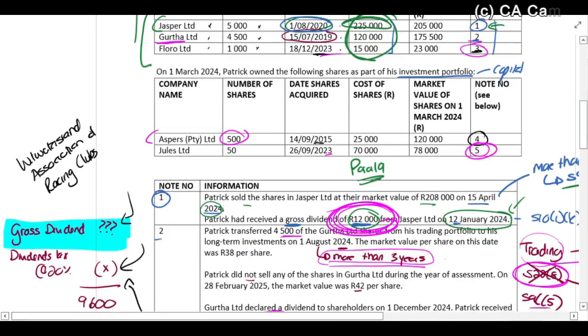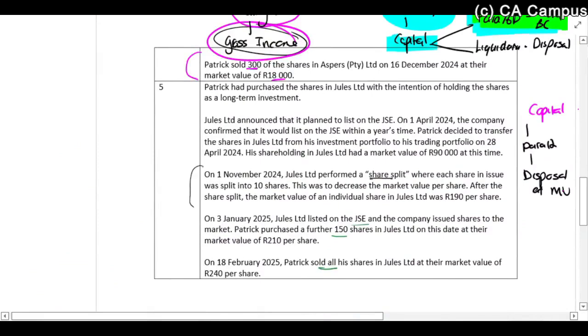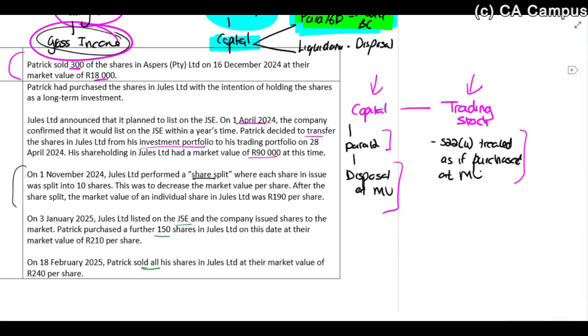And then we have Jules. Okay, so Jules, a number of things happened. So with Jules, the first thing is, on the 1st of April, they decide to transfer the shares from the investment portfolio to trading stock. They had a market value of 90,000. So remember, if you take capital and it becomes trading stock, paragraph 12 says you are treated as if you sold it at its market value. So there's a disposal, CGT. Section 22.4 then tells you you're treated as if you purchased it as trading stock at its cost.